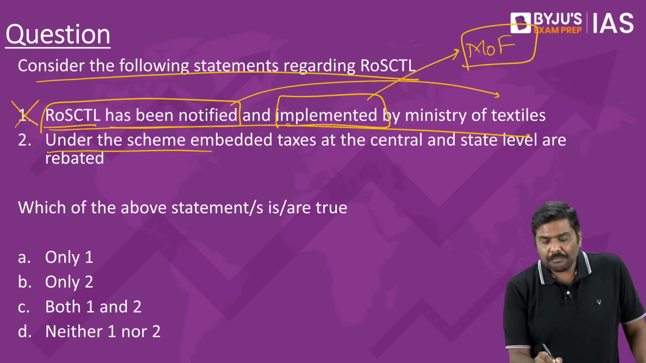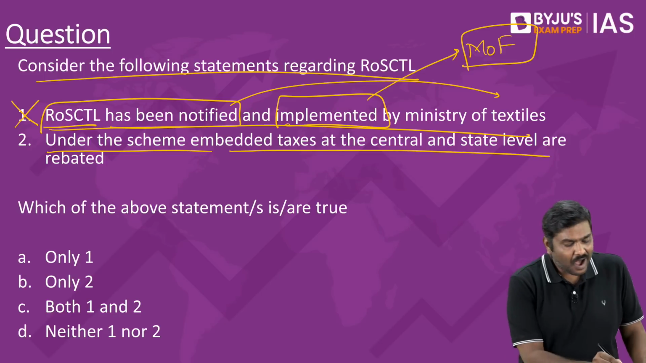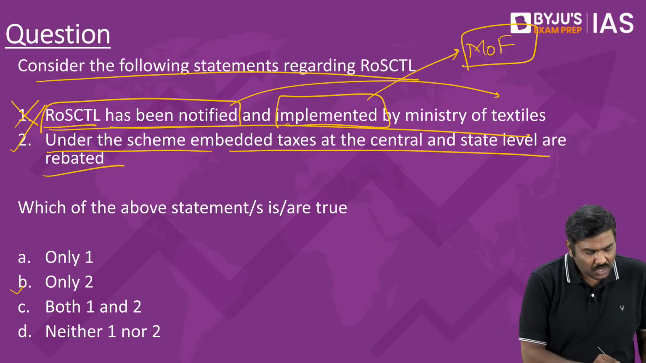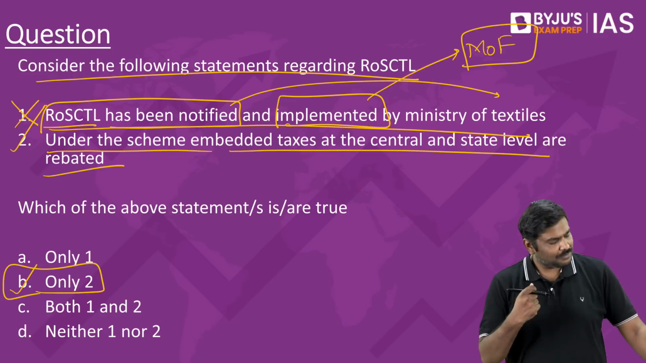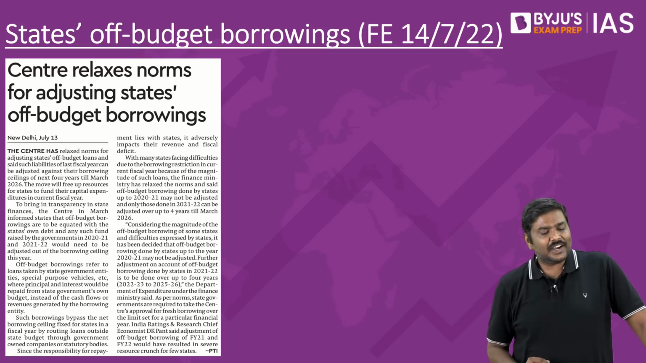Under the scheme, embedded taxes at the central and state level are rebated. Second statement is true. The right option for this question is option B. Let me go to the next article.